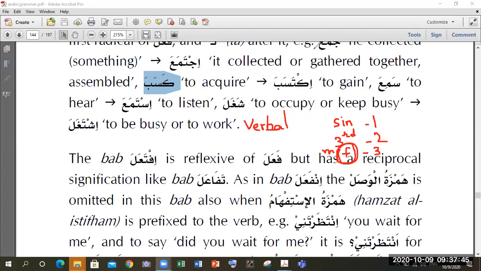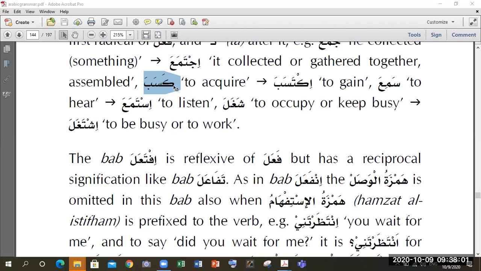So that's a rule which is used a lot of times in the Holy Quran, right? So inshallah, it will help you if you remember it. Now, let's come back to the actual lesson.